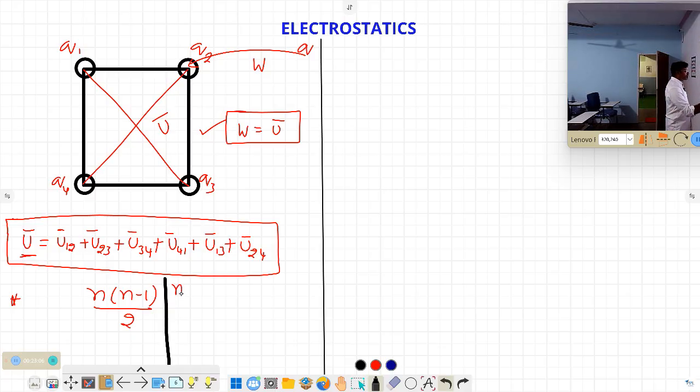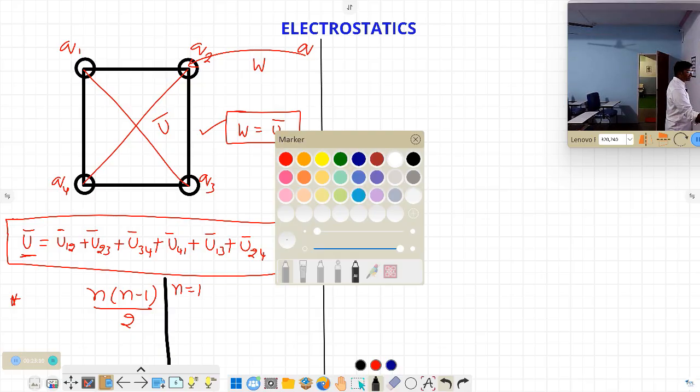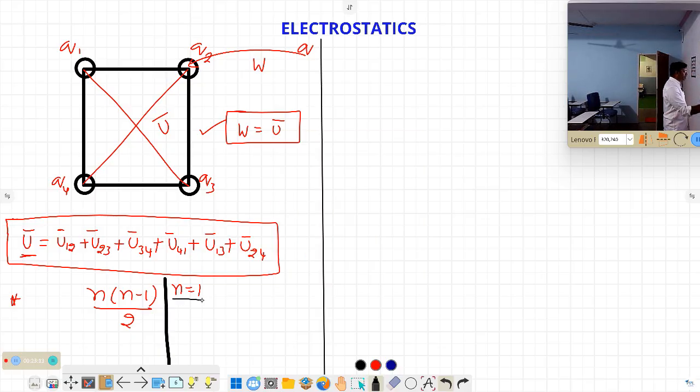So if n is equal to 1, what is the meaning of n is equal to 1? It means only one charge system is there. According to the formula, 1 into 1 minus 1 is 0 by 2, which is equal to 0. You are not getting any energy of the system, because a single source charge requires another charge combination to explain the concept of energy.